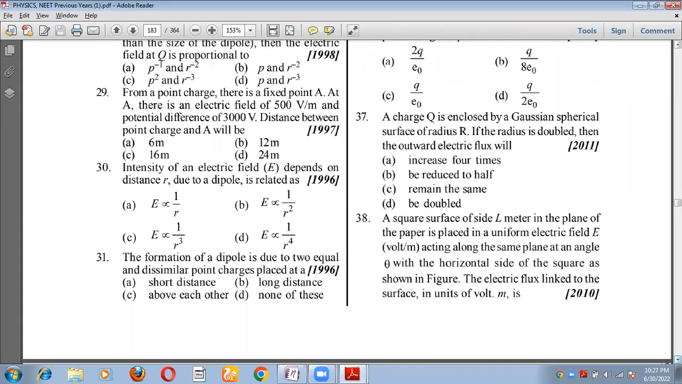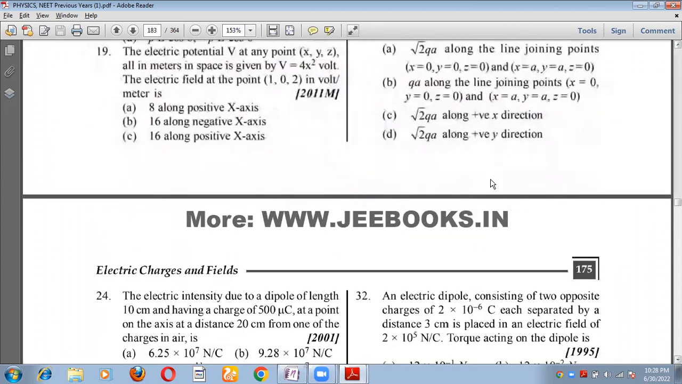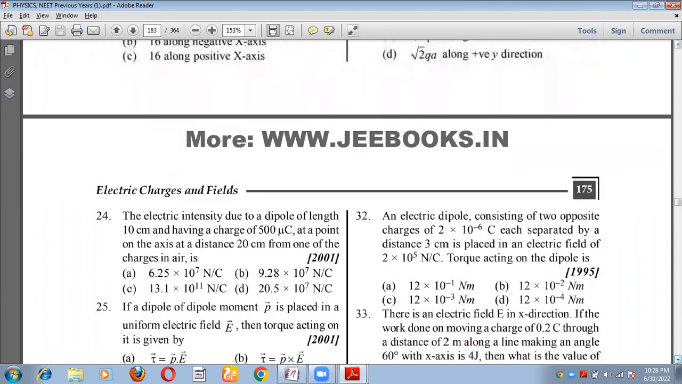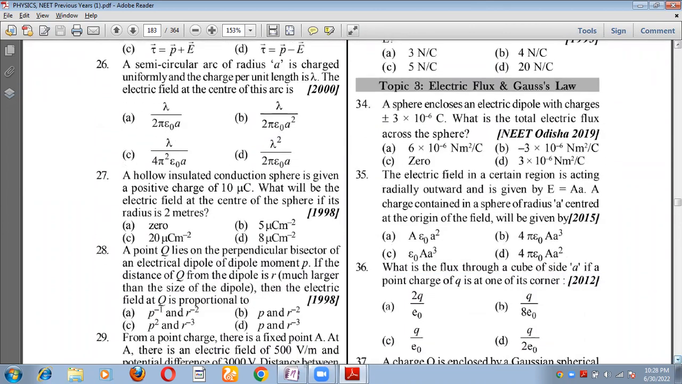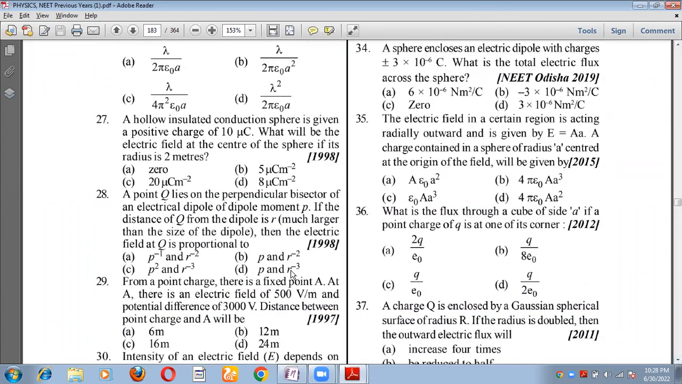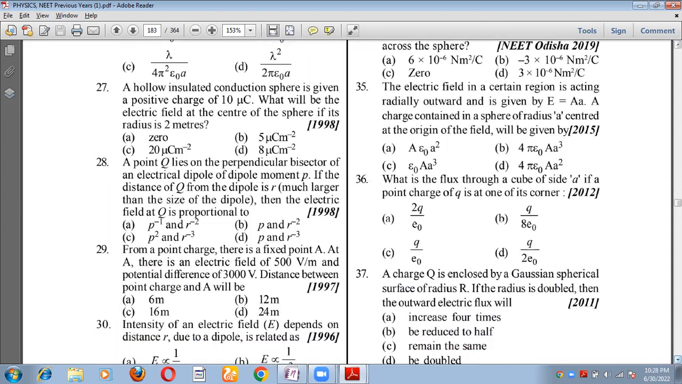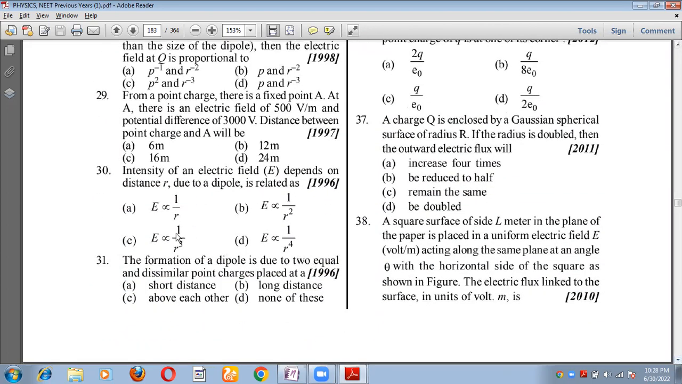Intensity of an electric field depends on the distance R due to a dipole. We know that the electric field due to a dipole is inversely proportional to R cube. If you see question number 28, the same thing was there, right? Electric field due to dipole, we have seen that it is proportional to 1 by R cube. So the correct option is C. Got my point? Yes, sir.